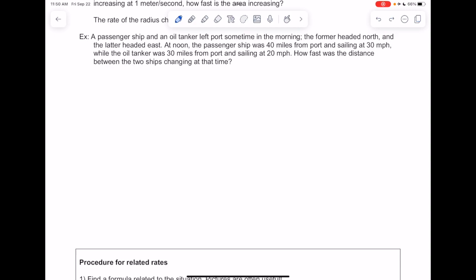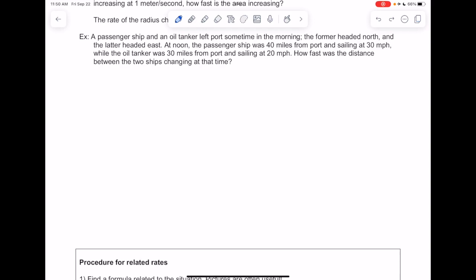So a passenger ship and an oil tanker left port sometime in the morning. The former headed north and the latter headed east. At noon, the passenger ship was 40 miles from port and sailing at 30 miles per hour, while the oil tanker was 30 miles from port and sailing at 20 miles per hour. How fast was the distance between the two ships changing at that time?